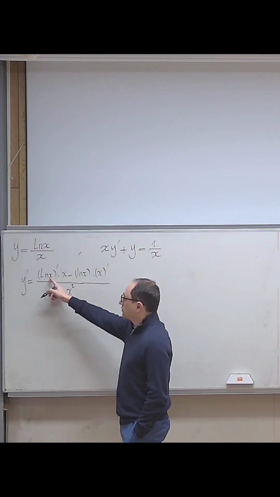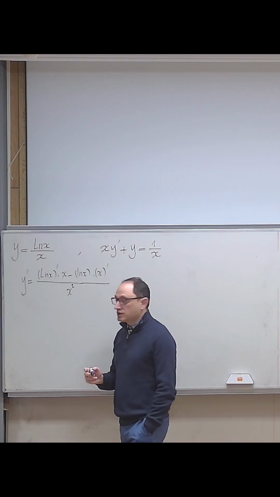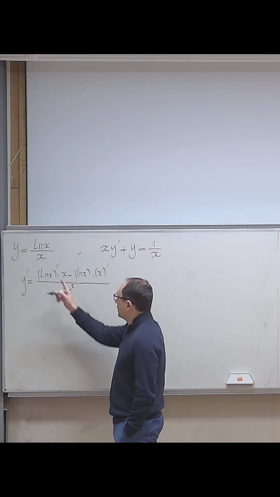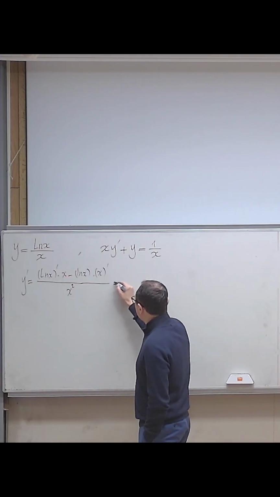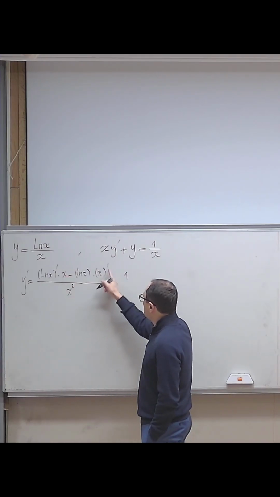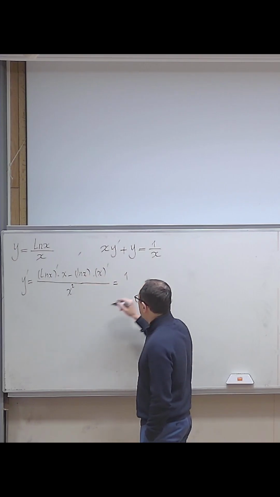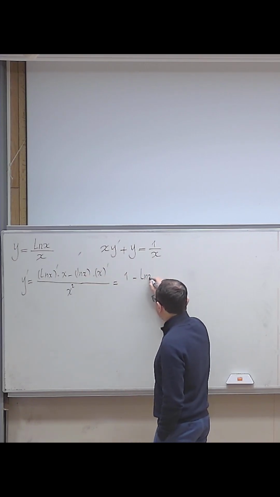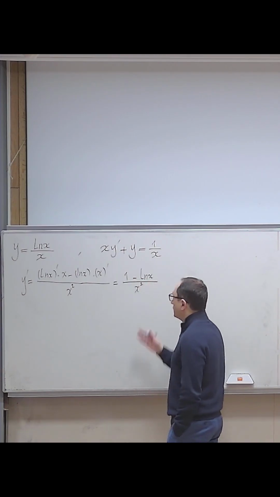But we know that the derivative of ln of x is just 1 over x. 1 over x times x becomes simply 1. And the derivative of x is 1, so multiplied by minus ln of x becomes simply minus ln of x, divided by x squared. This is your derivative.